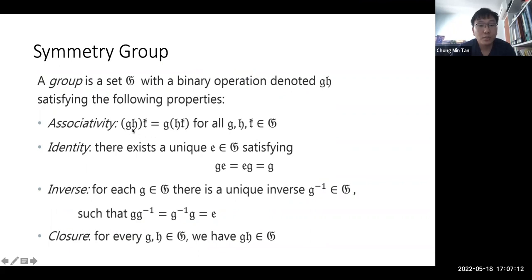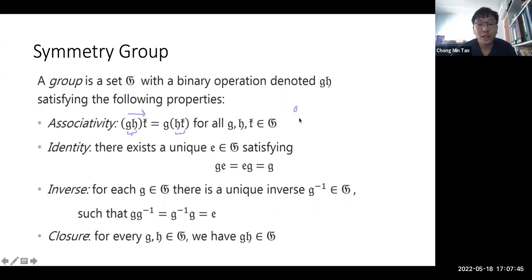Okay, assuming there's another T operation in this transformation, you can do GH first and then apply it to T, or you do G and then apply it to HT, and it would still be the same. It means that if I have a particular sequence of transformations, it doesn't matter what I group together first. Okay, but that's it.